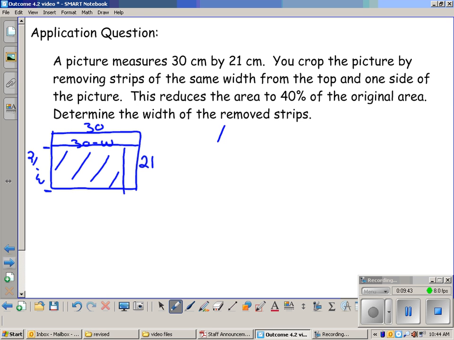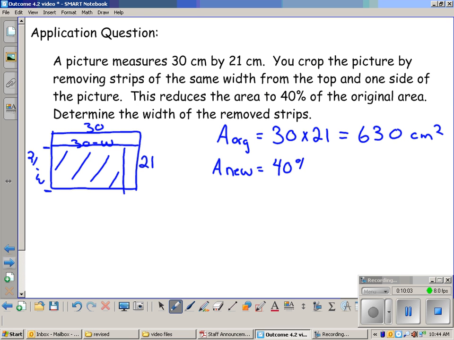Our original area was equal to 30 times 21, or 630 centimeters squared. Our new area, our question says, is 40% of that 630. To calculate 40%, we're going to multiply decimal 0.4 times 630, and we end up with a new area of 252 centimeters squared.